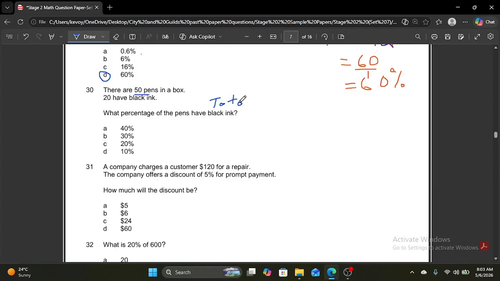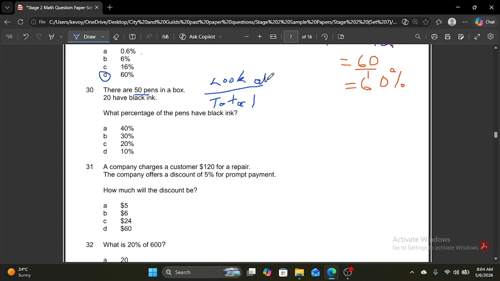So the total, and what we have to find, or what we're looking at. So put what you have right here, or what we're looking for. So the total is 50, and what we're looking at, that is going to be our numerator.